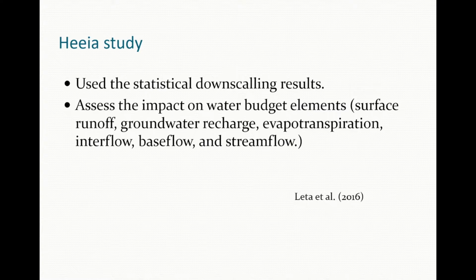So what was the objective of the Heeia study? It was basically using the statistical downscaling results to calculate the water budget, meaning estimate surface runoff, groundwater recharge, evapotranspiration, interflow, base flow, and stream flow. So water falls on the ground, will evapotranspirate, and basically those elements reflect surface runoff, groundwater recharge, which is important to assess groundwater sources, and interflow, base flow, and end up in the streams as stream flow.